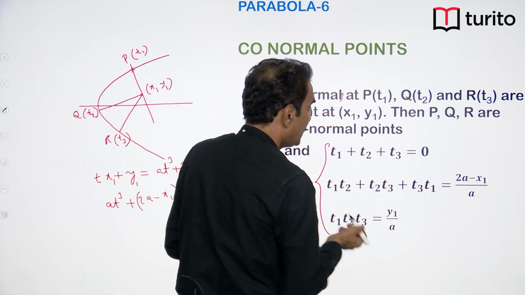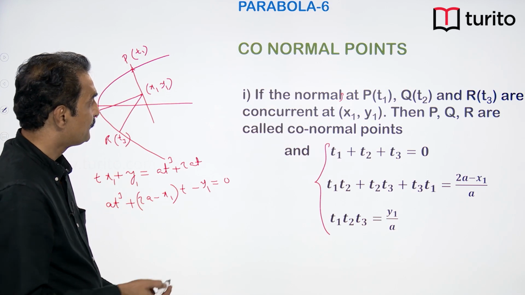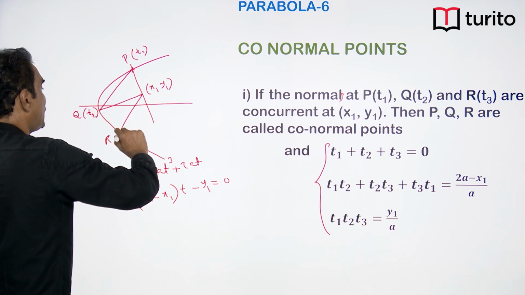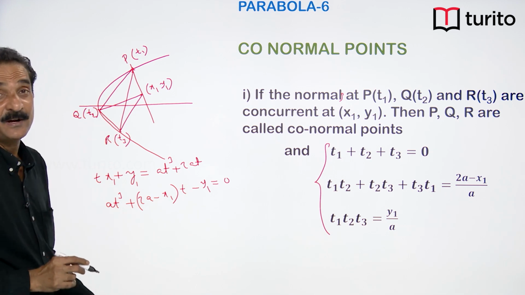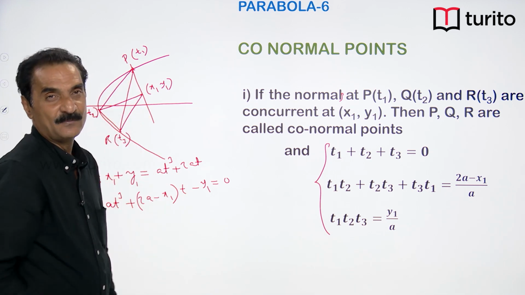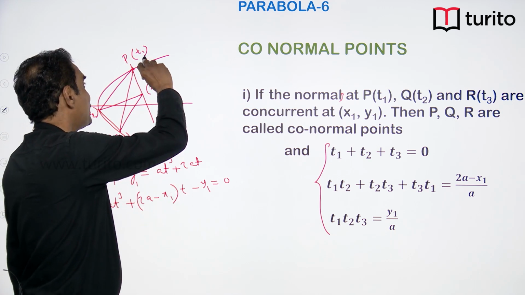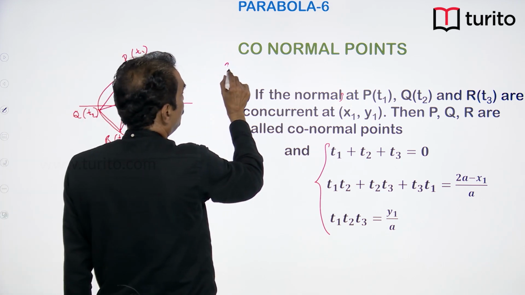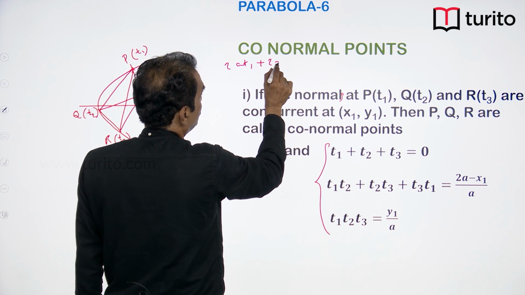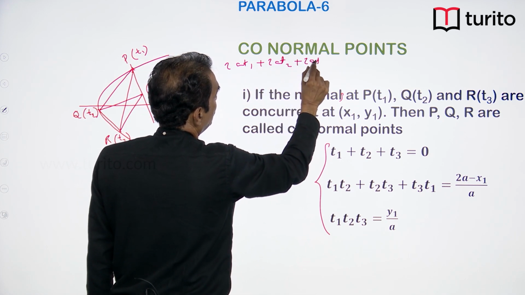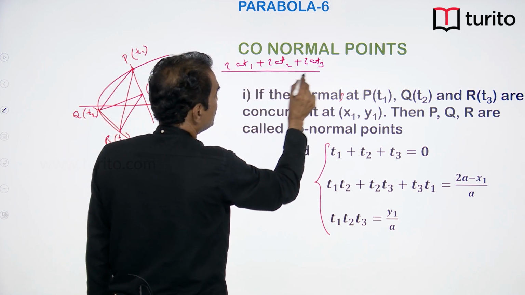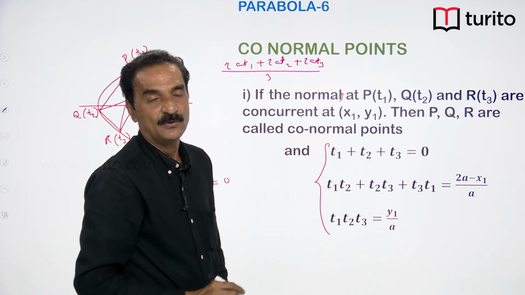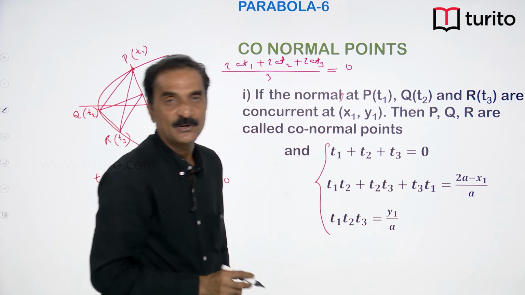And from this, you can observe one more point. If you take the centroid of the triangle PQR, what will be the y coordinate of the centroid? The y coordinate of the centroid is the sum of the y coordinates by 3. But what are the y coordinates of PQR? 2a t1, 2a t2, 2a t3. If you take 2a common, you will get t1 plus t2 plus t3 is 0. So the y coordinate of the centroid is 0.